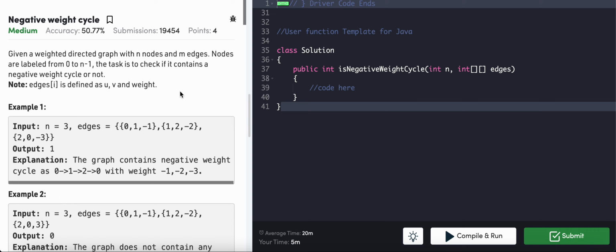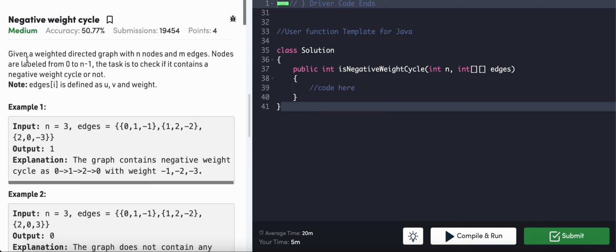We know there is Dijkstra's algorithm to find the shortest path. It's a shortest path algorithm, but there we are not dealing with negative weight cycles, we are dealing with positive weights. What deals with negative weight cycles is the Bellman-Ford algorithm. So this is nothing but applying the Bellman-Ford algorithm.